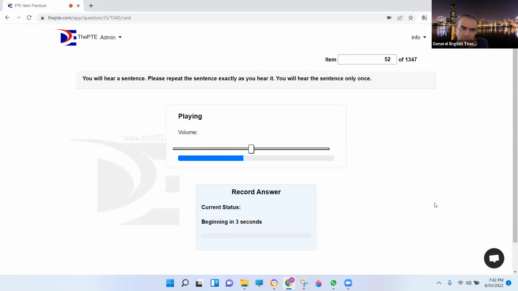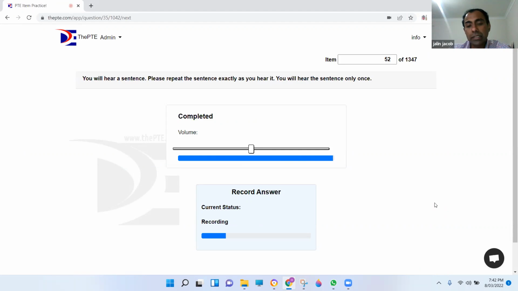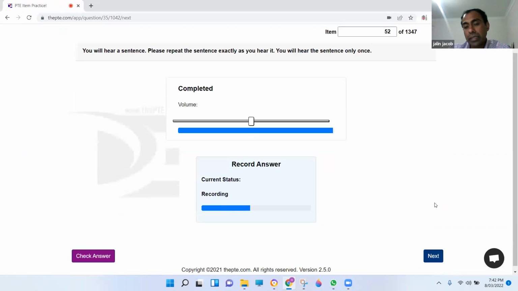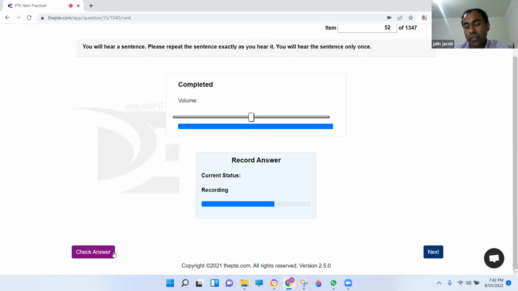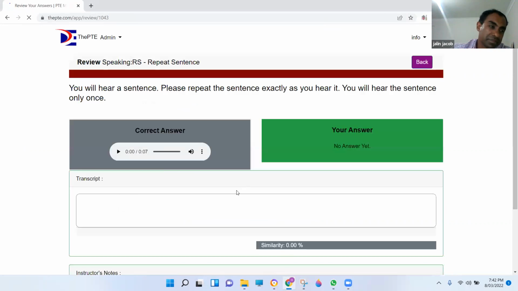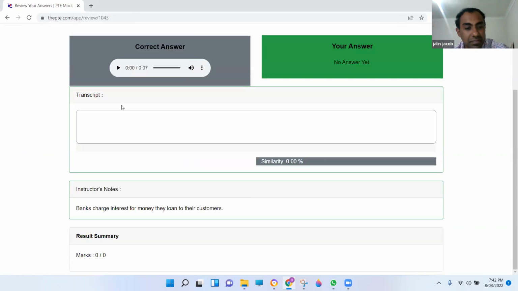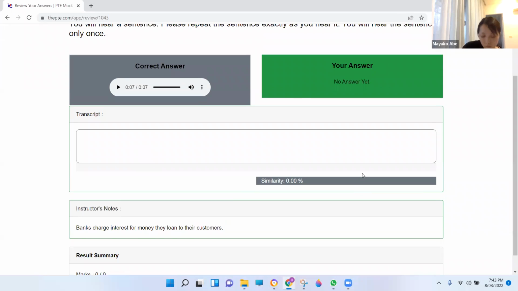Banks charge interest for money they loan to their customers. Bank charge interest to the money that they lend to the customers. Very good. Banks charge interest for money they loan to their customers. They loan to their customers, or yeah, lend to their customers. That's fine. Very good.